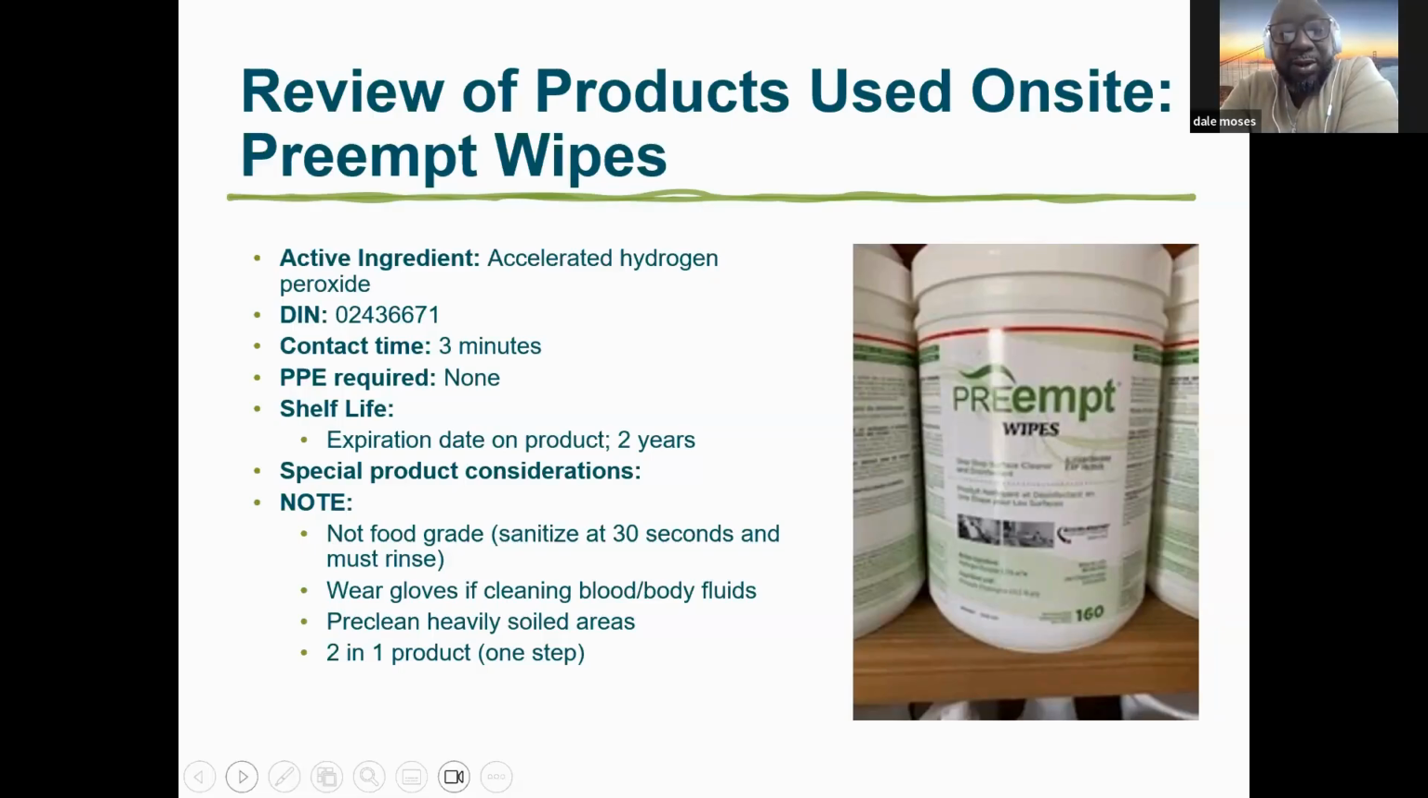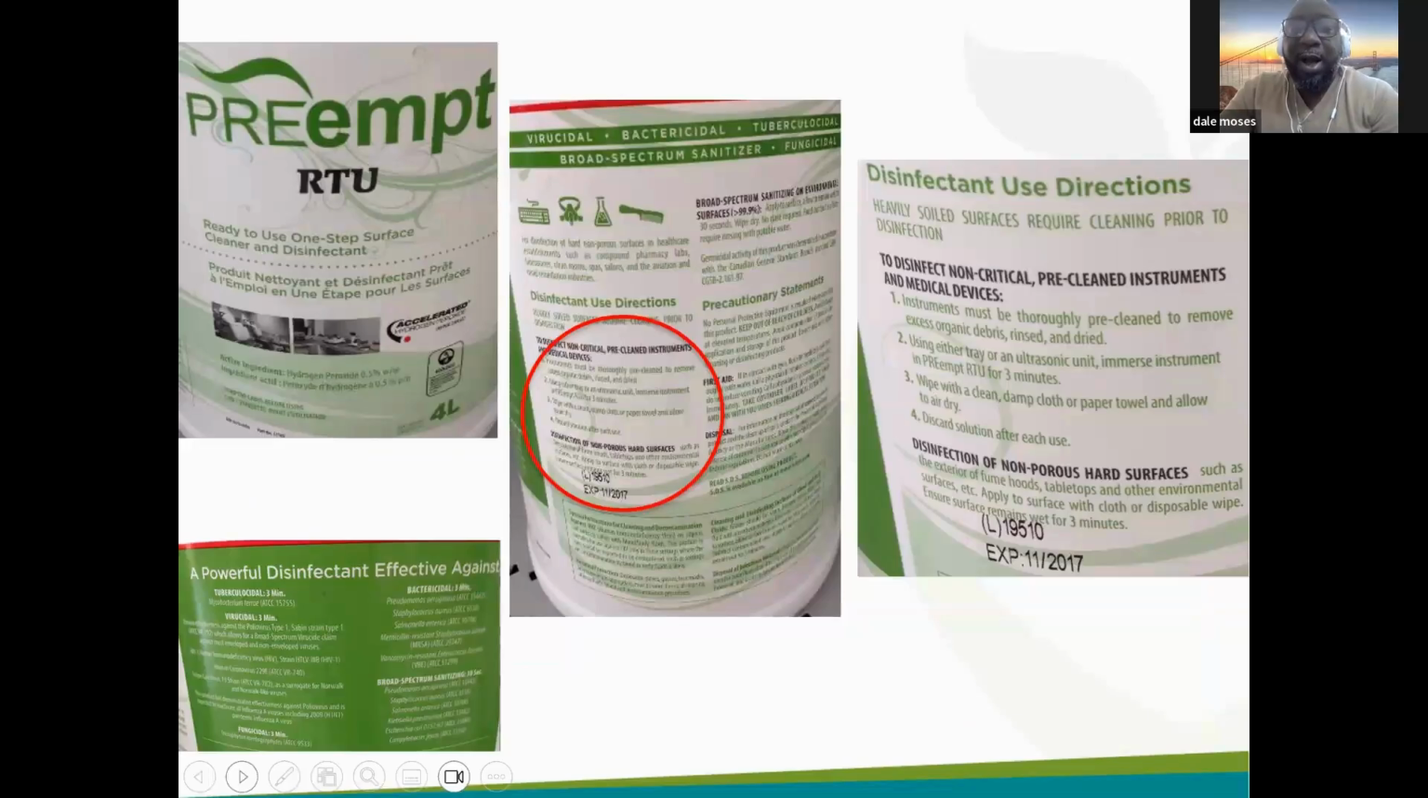Pre-clean heavily soiled areas, which we just discussed, and then a 2-in-1 product, which is a one-step product, so cleaner and a disinfectant as well. Heavily soiled areas should be wiped down first before use as well. And again, just in reviewing the labels as well, this is a bit of a focus on this label. So to disinfect non-critical pre-cleaned instruments and medical devices, there's direction there as well.